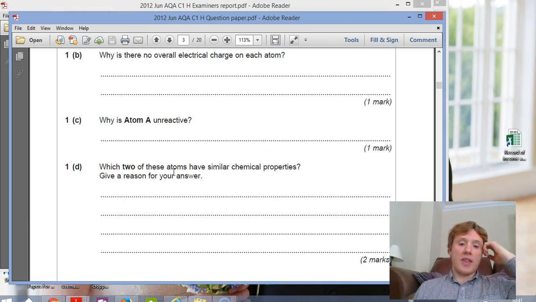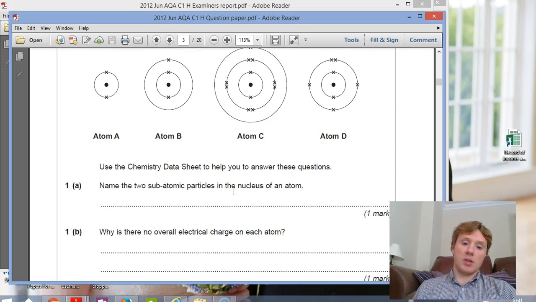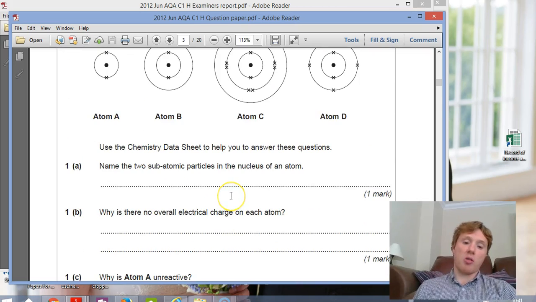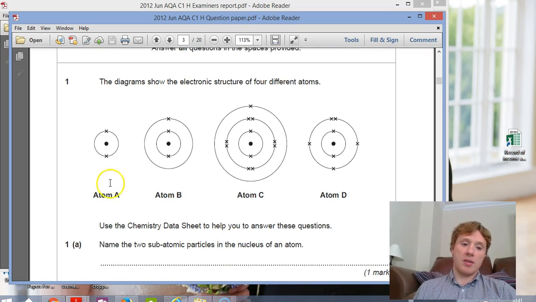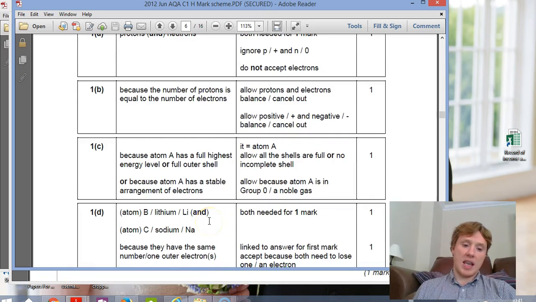Which 2 of these atoms have similar chemical properties? It's 2 marks. Give a reason. So if it's 2 marks, 1 mark will be for naming the 2 atoms with A, B, C, D, and the other mark will be for the reason. So have a look at these atoms. I'll give you a clue. Look at the outer highest energy levels. Off you go. Right, so you should have got B and C.